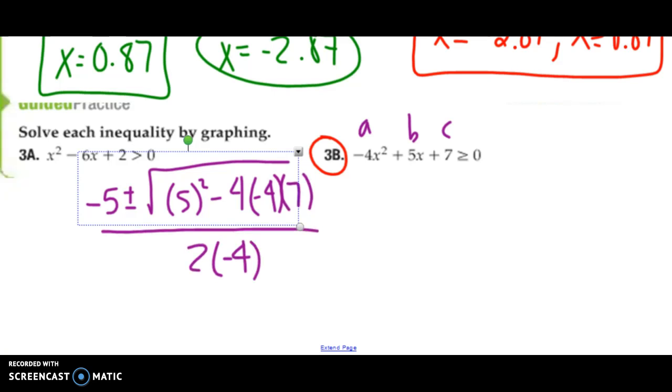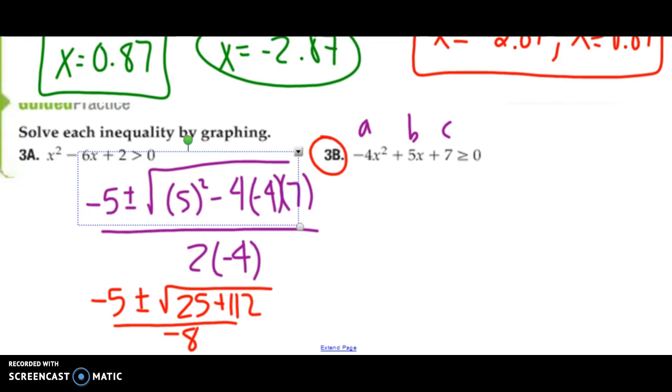Simplify it just a little bit more and get negative 5 plus or minus the square root of 25, and then 4 times negative 4 times 7 would be negative 112, so we'll be adding 112, all over negative 8. And so I can put that into my calculator.